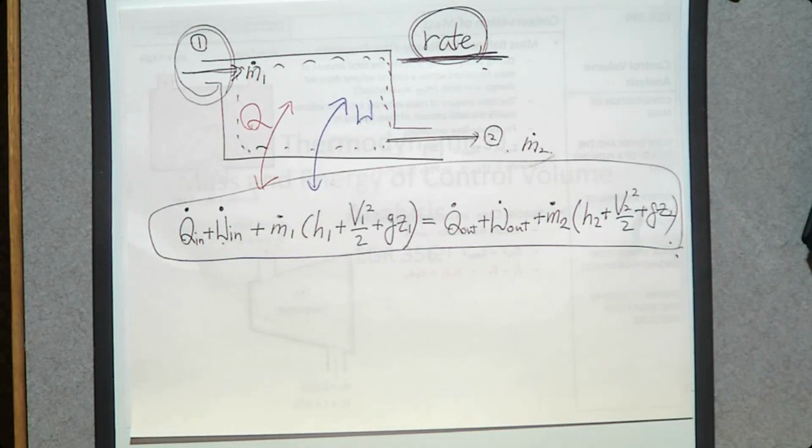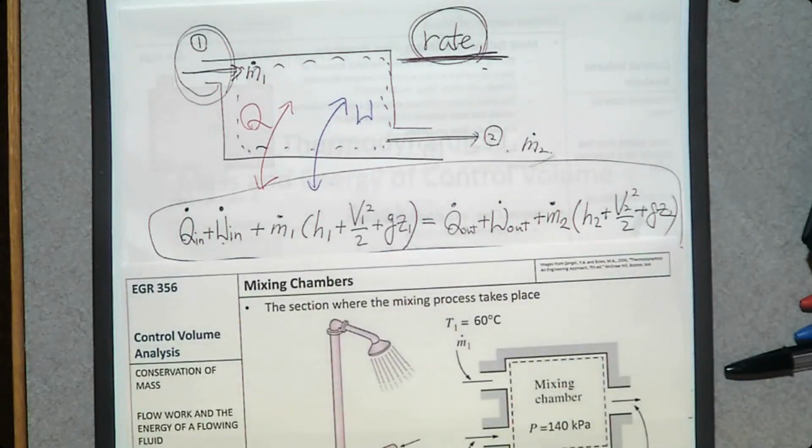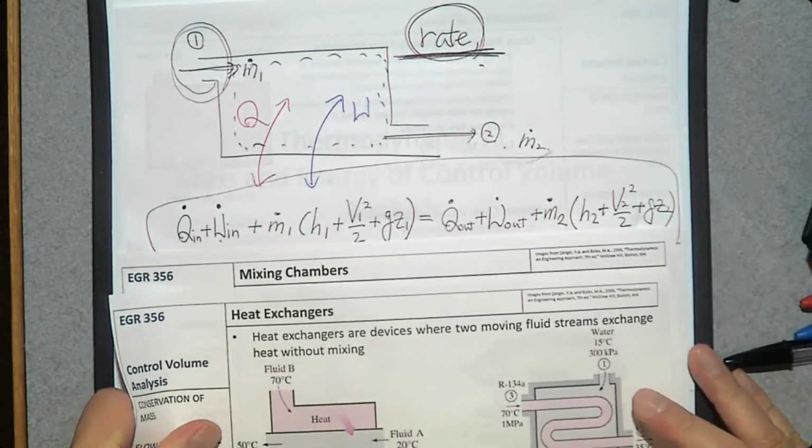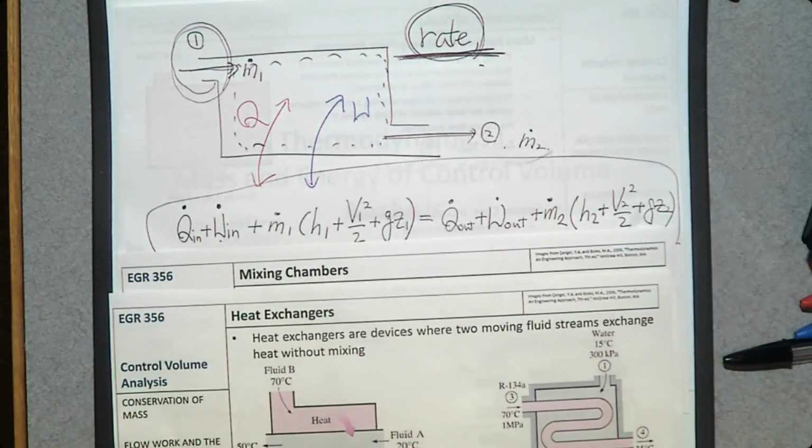There were many different devices that we studied in EGR456. And here in review, we are going to study two systems. One is a mixing chamber, and the other one is a heat exchanger. Okay. So mixing chamber first.